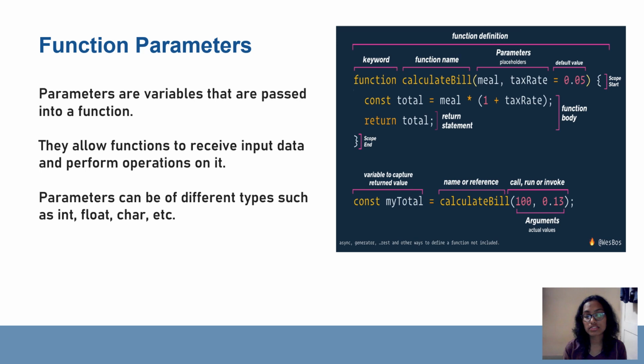So now let's discuss function parameters. Parameters are variables that are passed into a function. They allow functions to receive input data and perform operations on it. Parameters can be of different types such as int, float, char, etc.